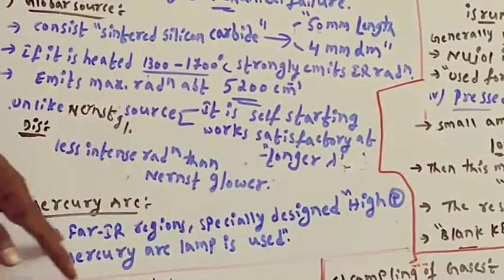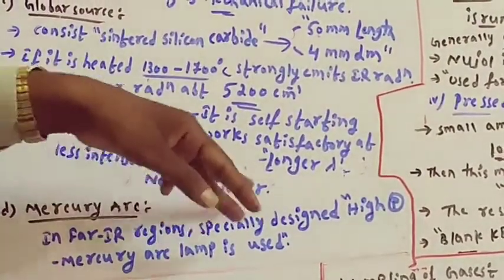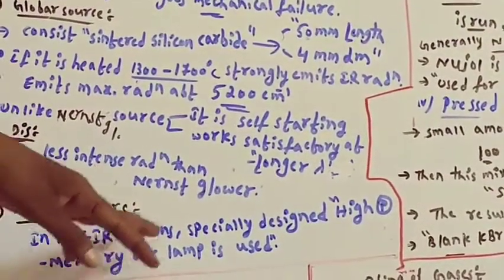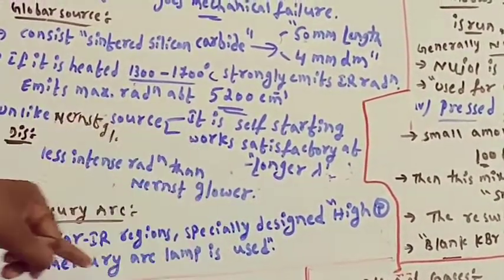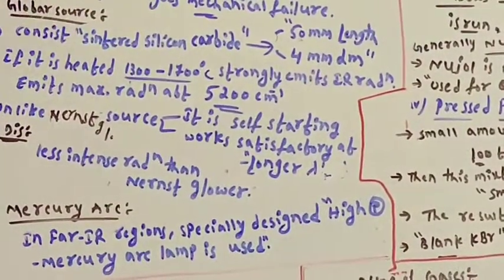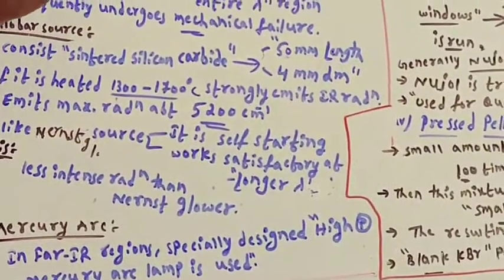In far IR regions, a specially designed high pressure mercury arc lamp is used. So these are the radiation sources which are used in an IR spectrophotometer.